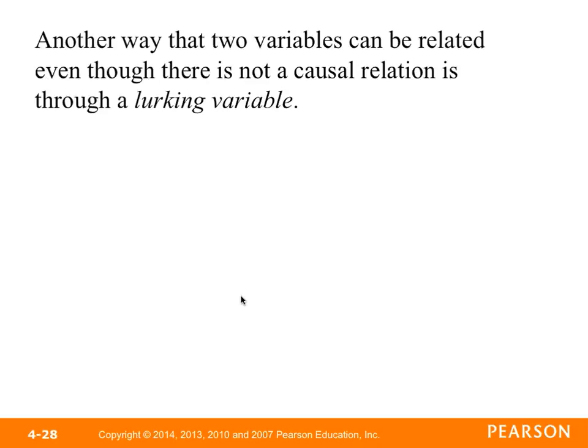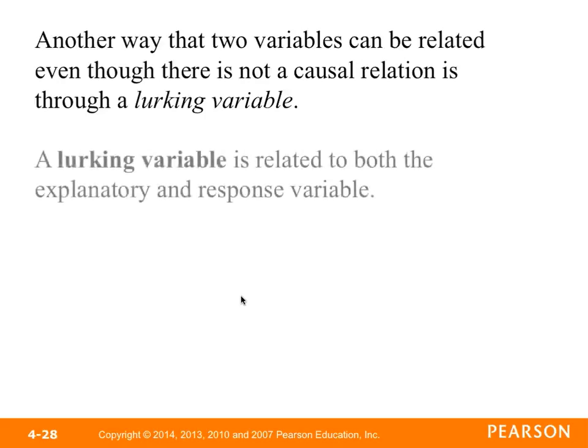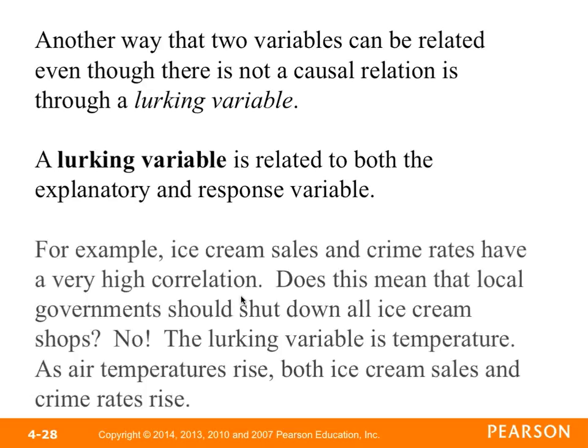Another way that two variables can be related, even though there is not a causal relationship, is through a lurking variable. A lurking variable is some variable that is related to the explanatory and the response variables that you may not have thought of. For example, this is a really typical example: ice cream sales and crime rates have a really high correlation, but we want to know if that means that local governments should shut down all ice cream shops. Well, no.